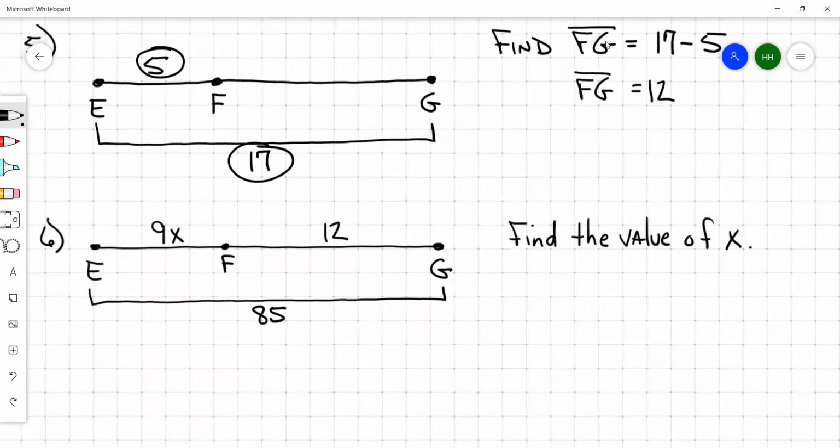Same concept, except this time you can use addition. This piece, EF, plus this piece, FG, has to equal the entire segment, which is EG. So if you take 9x plus 12, it's got to equal 85.